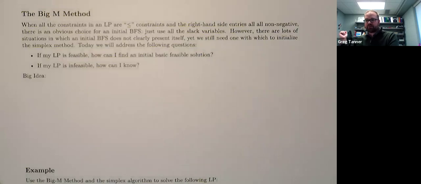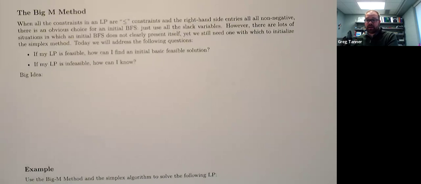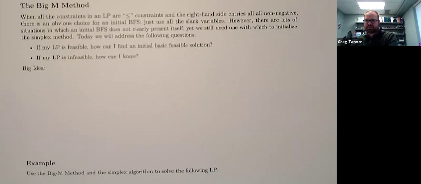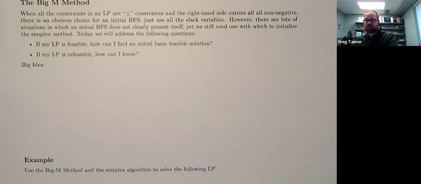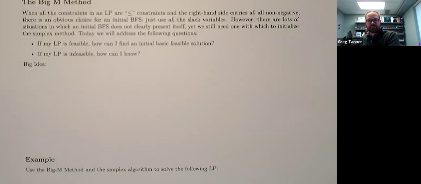It's perfectly possible that there might be no feasible solutions, and you need to know when that happens. Often this is because you've over-constrained your problem. You've added too many constraints, and it's not possible to satisfy all of them.